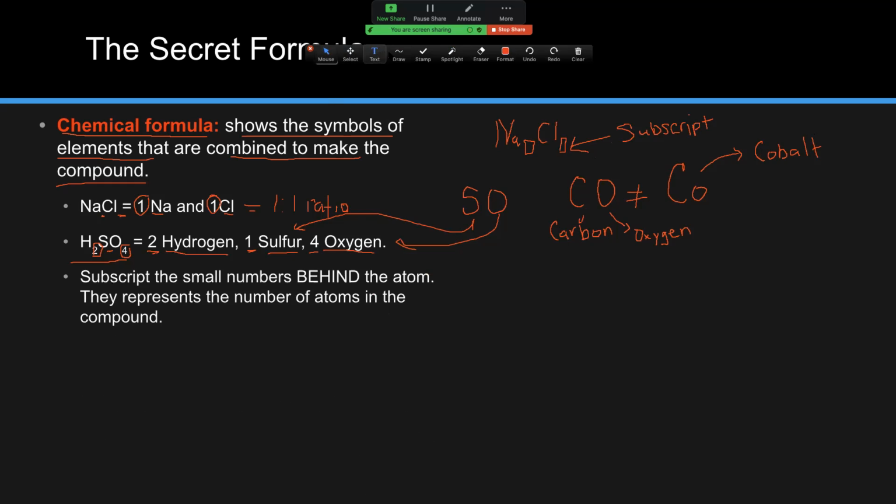So I said the subscript, that's the small number behind the atom. So this is behind the atom. This would be in front of. And that's a different number. We call that the coefficient. This is behind.